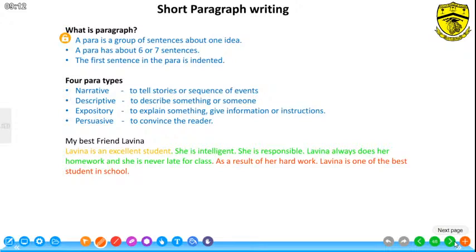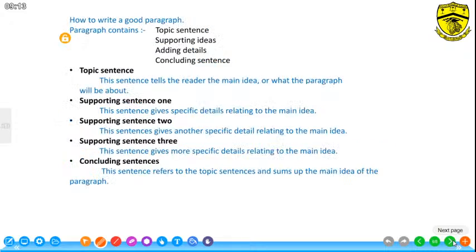My best friend Lavina. Lavina is an excellent student. She is intelligent, she is responsible. Lavina always does her homework and she is never late for school. As a result of her hard work, Lavina is one of the best students in school. Right, here we have to move to the other section. How to write a good paragraph.